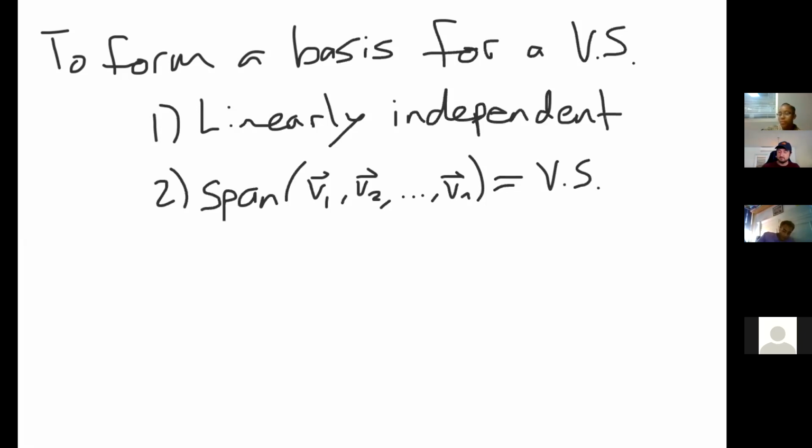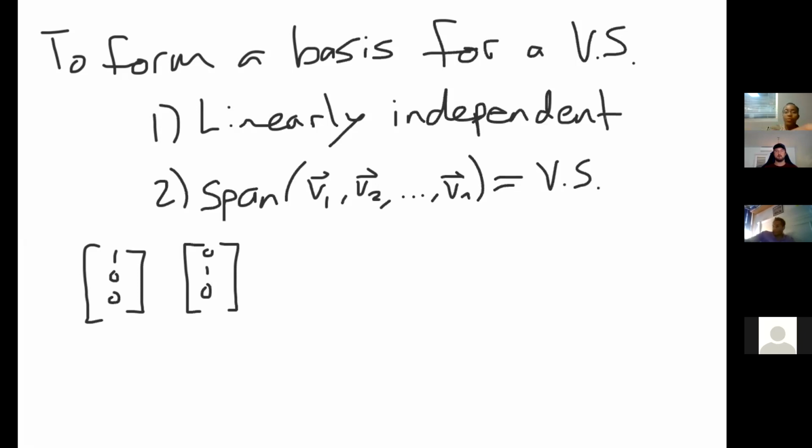So I have to look at these 2 vectors, 1, 0, 0, and 0, 1, 0. Are they linearly independent? What do y'all think? Yes or no? You answered the question, so you shouldn't have an opinion on this, right? Are these two vectors linearly independent? No. What was that? I guess it's no.